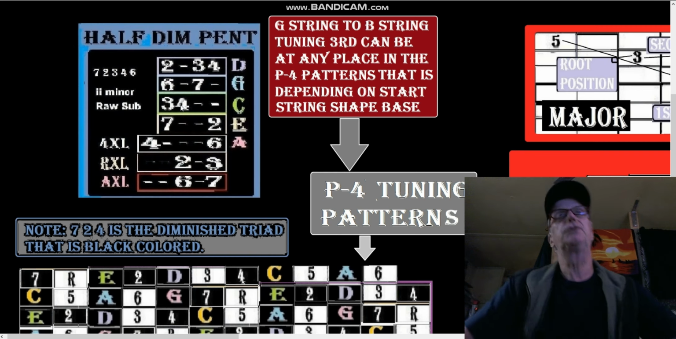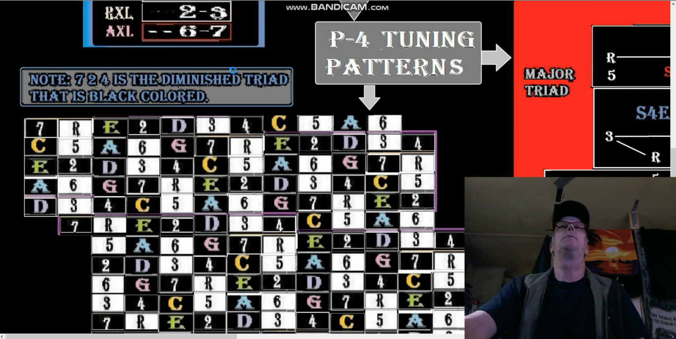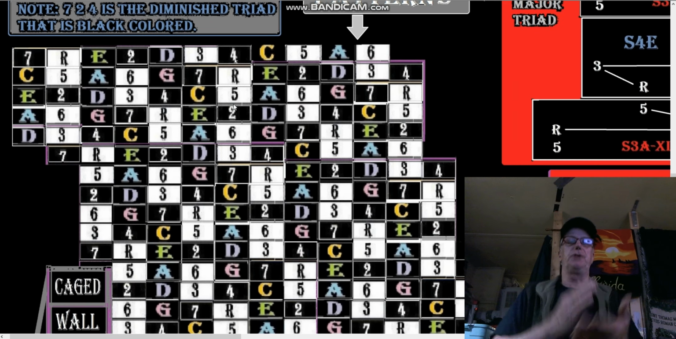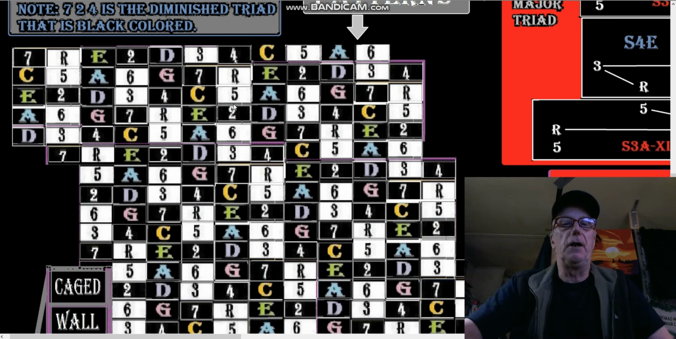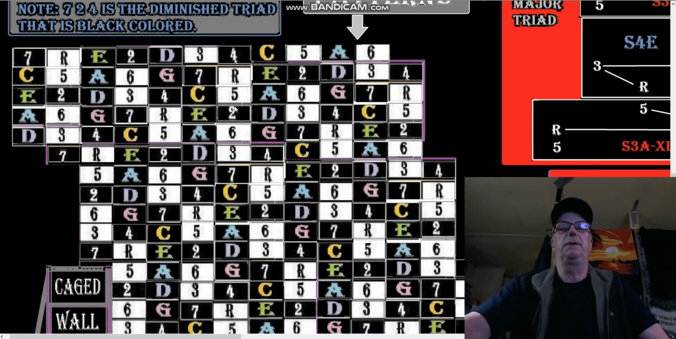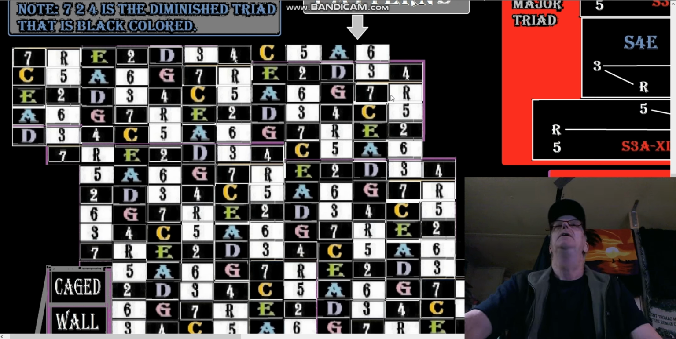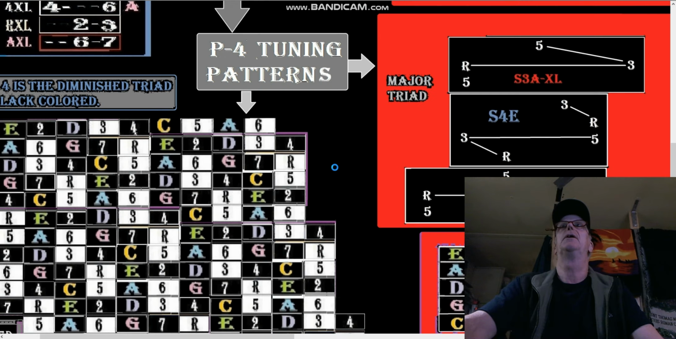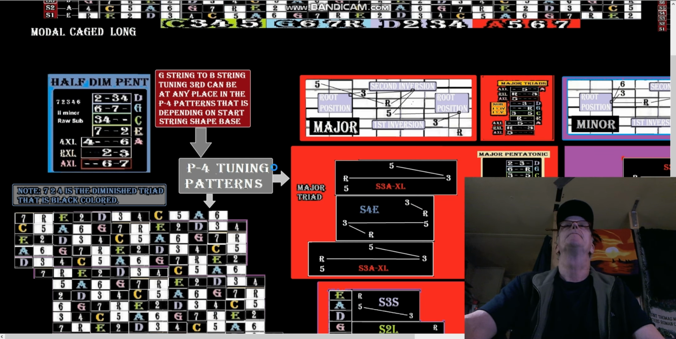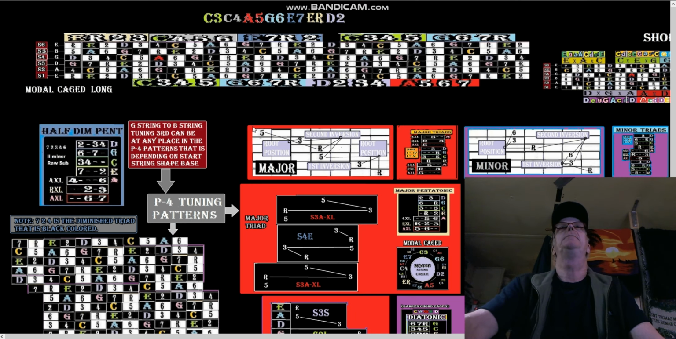But it's better to learn the P4 pattern and just adjust for the tuning third by moving the pattern up 1 fret when you get between the B and the G strings. There's so much more to learn today and so much more we can learn about guitar. Let's push on rather than get dragged down by diminished.